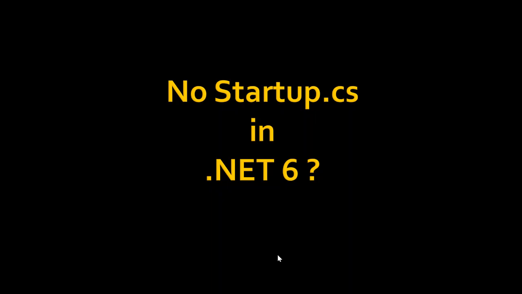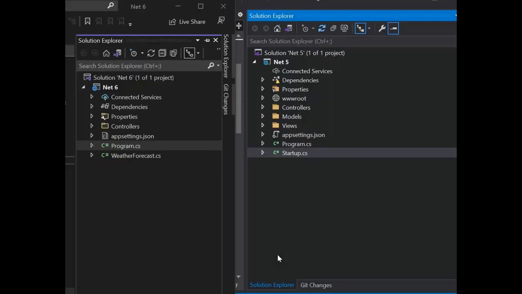Hi, you may be wondering why there is no startup.cs in .NET 6, as this is a very important file in the previous .NET Core versions like .NET 5. To answer this question, Microsoft has now merged startup.cs into program.cs. So all the configuration which we used to do under startup.cs, we will now be doing in program.cs.